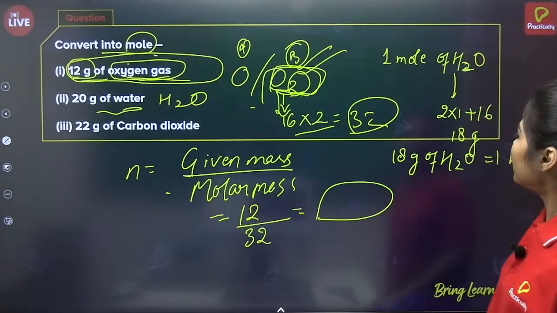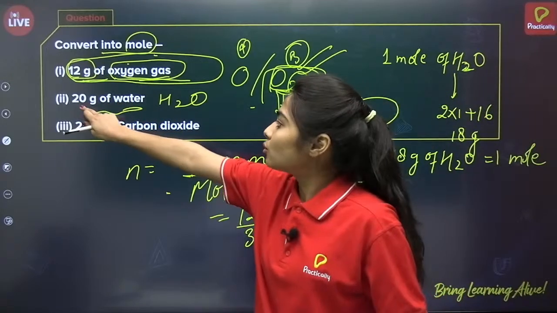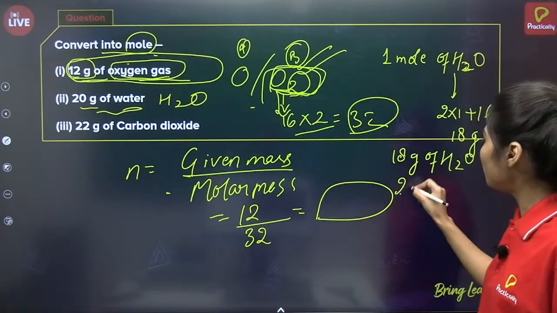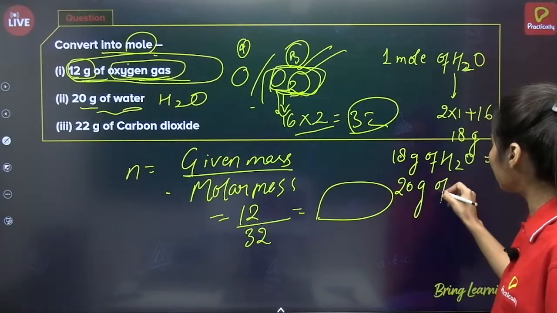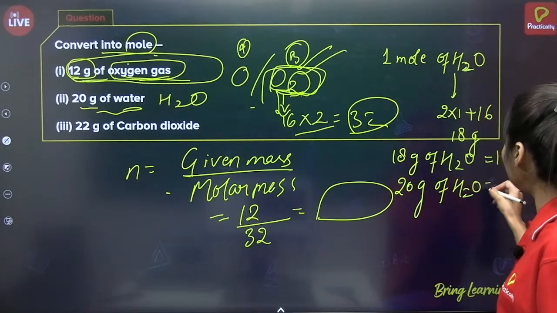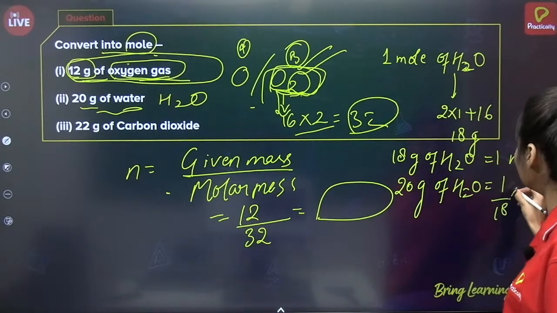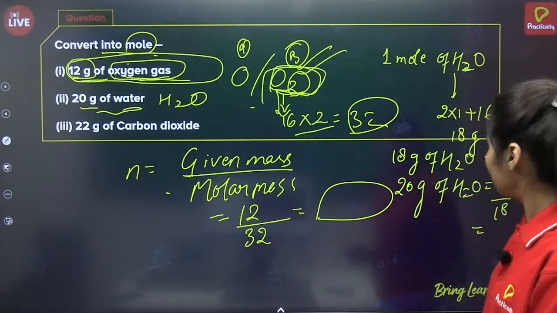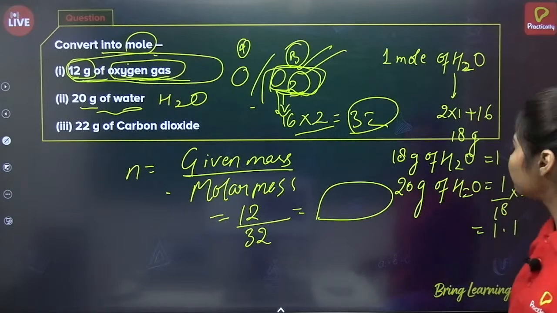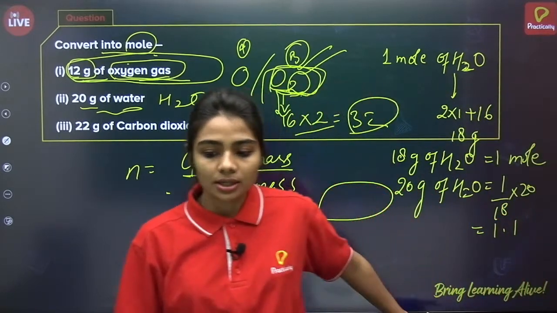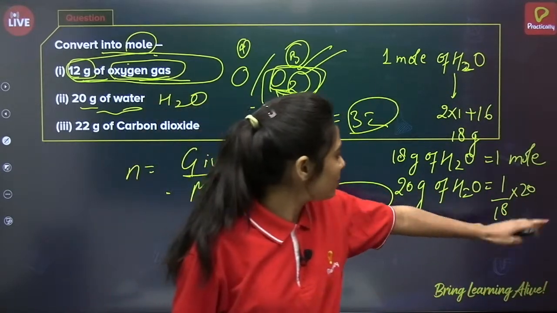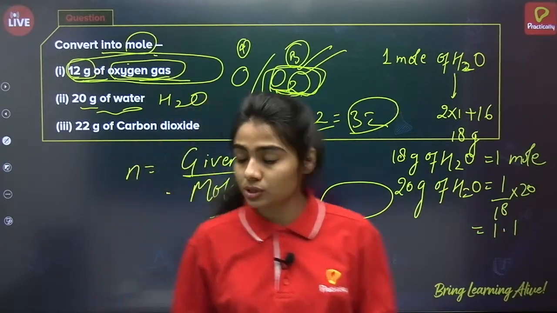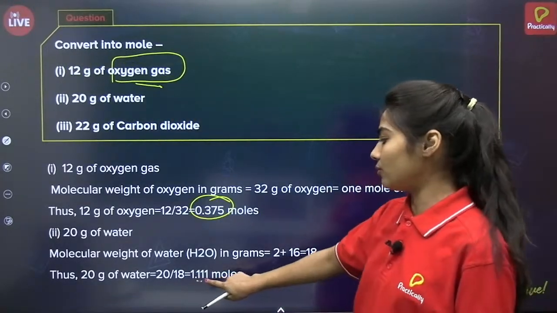Okay. Then 20 gram of water contains how many moles? So 1 upon 18 into 20, which comes out to be how much? It is 1 point something. Okay, so that is 1.1. If you see the answer, it is 1.111 moles.